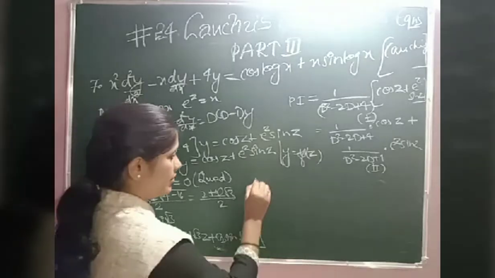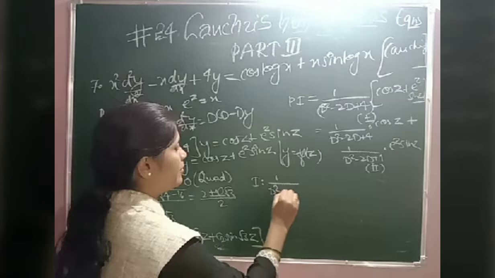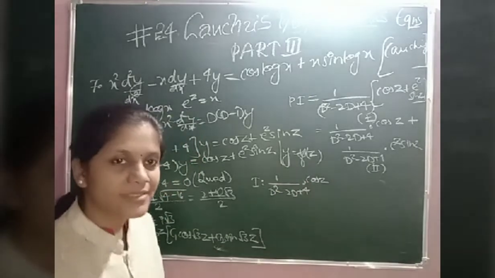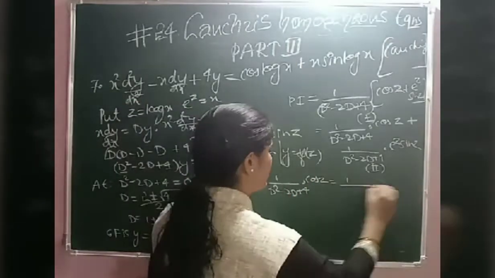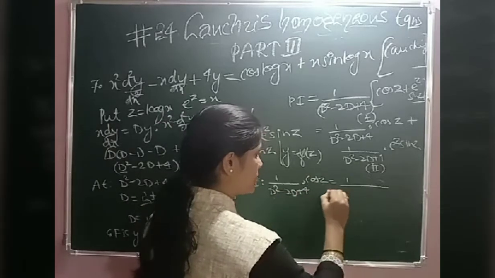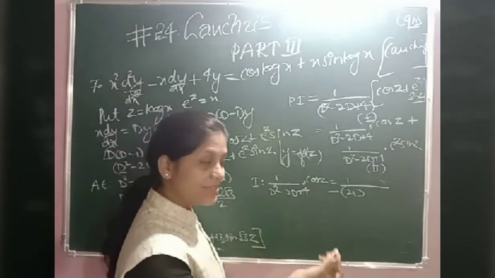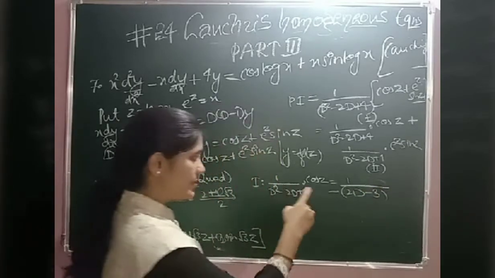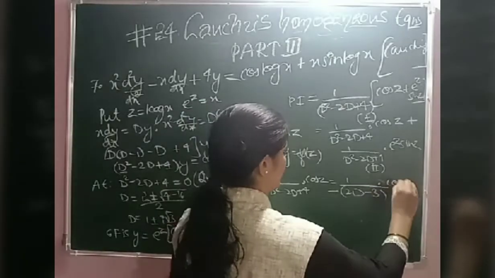So PI for first can be written as 1 by D square minus 2D plus 4 of cos z as it is. Whenever cos ax is there directly, D square equals minus a square, and a is nothing but 1. So this can be written as 1 upon, D square is minus 1, so minus 2D, minus 1 plus 4 is plus 3. Now this is 1 upon 3 minus 2D of cos z.